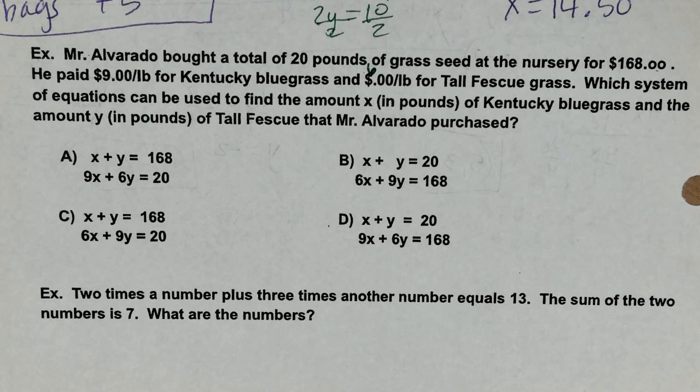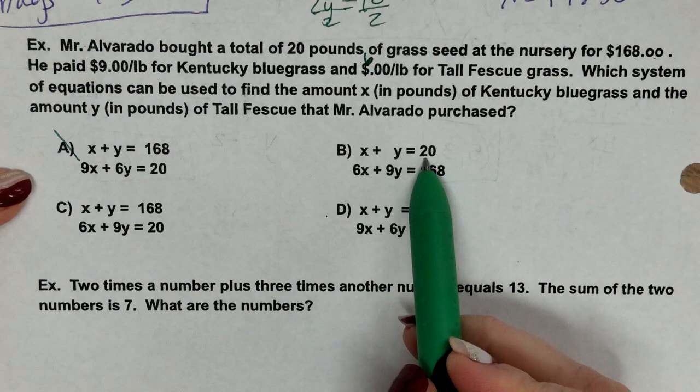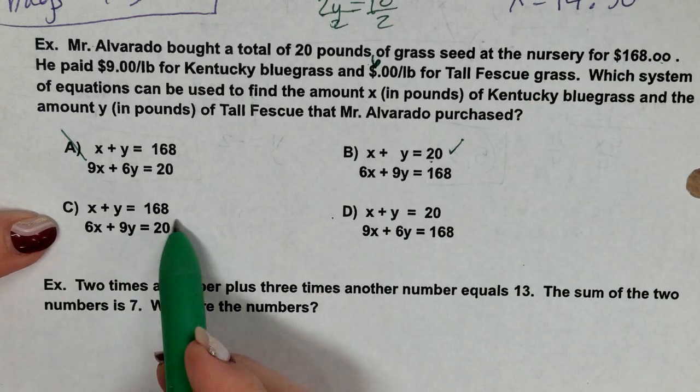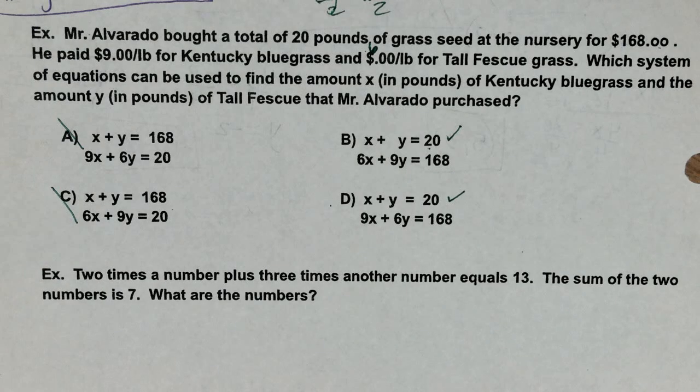So the first thing we need to do is set it up ourselves and see which one is set up correctly. One of them is for the total amount they bought, and one of them is for money. So how would I write an equation for the total amount of pounds they bought? X plus y equals 20. So is A set up correctly for that? No. Is B set up correctly for that? So this one's good. Is C set up correctly for x plus y equals 20? No. Is D? Yes.